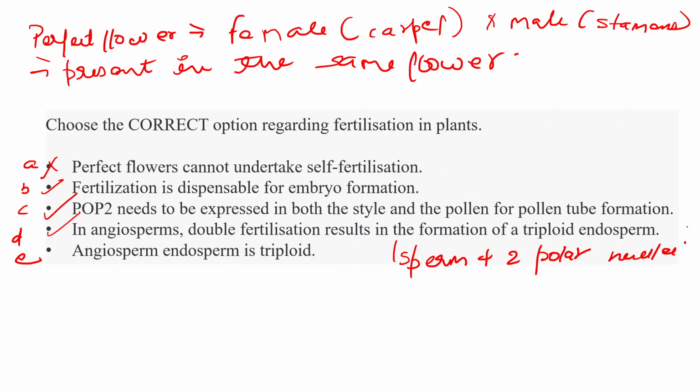Okay, then angiosperm endosperm is triploid. Is it true or false? It is true. So in the standard case triploid means 3n. There can be exceptions with some higher ploidy endosperms, but normally angiosperm endosperm is triploid only. So is it correct? Just go through the options to see whether you could understand or not.